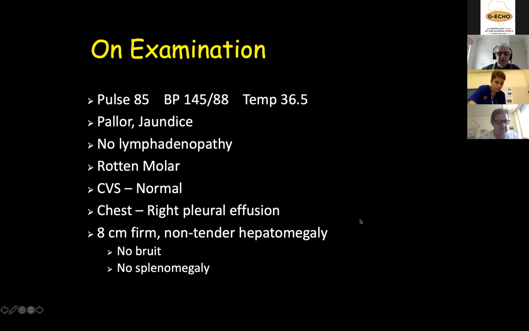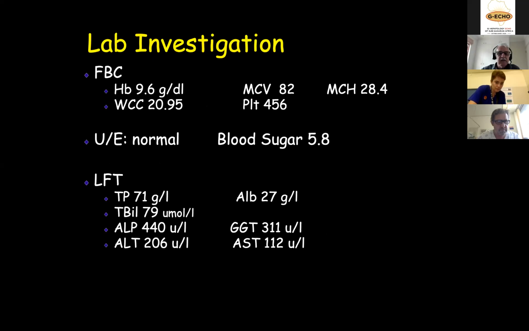His cardiovascular system was normal. And in the chest x-ray, which I'll show you in a little minute, he was said to have a small right pleural effusion. And he had an 8-centimeter firm, non-tender hepatomegaly, no bruit or splenomegaly. These were his findings. He was a bit anemic. His white cell count was raised at 20,000. His urea and electrolytes were normal, and his blood sugar was pretty good.